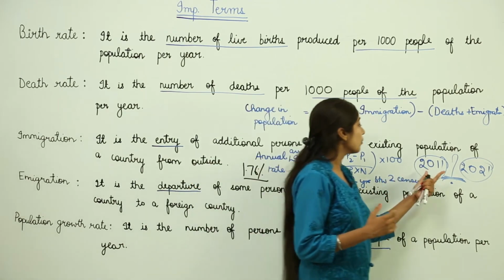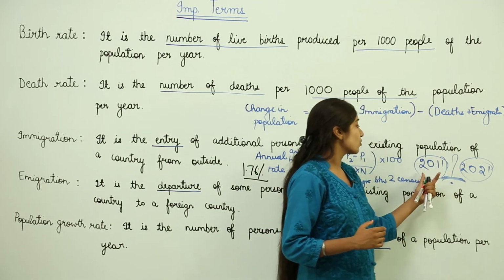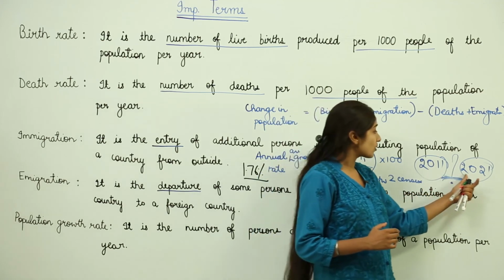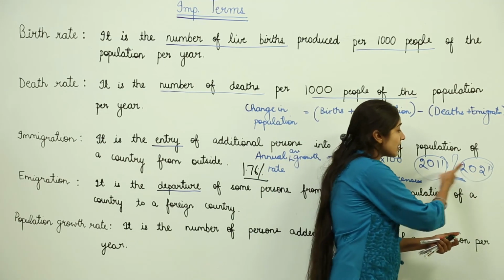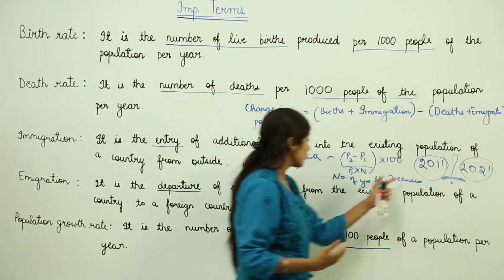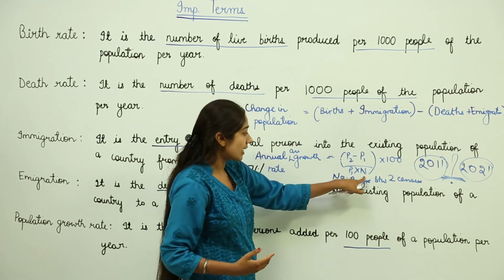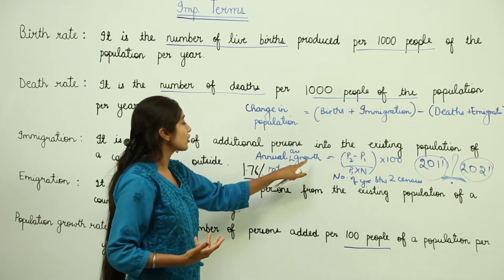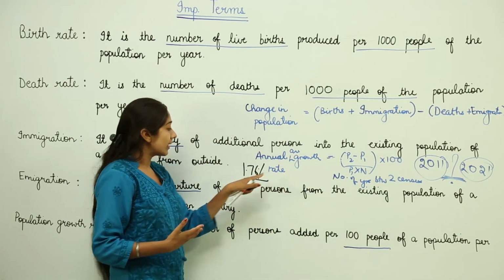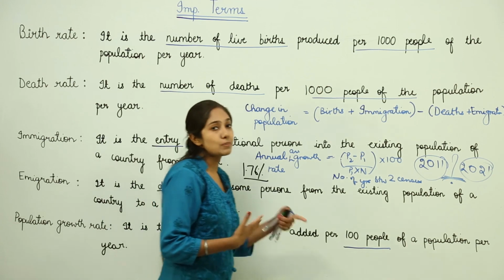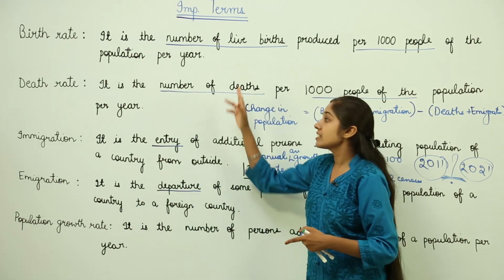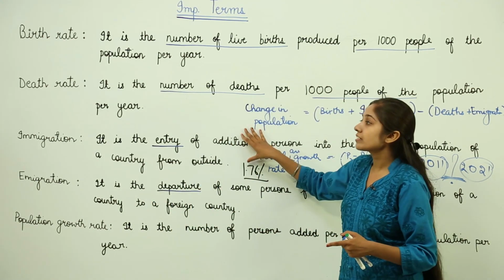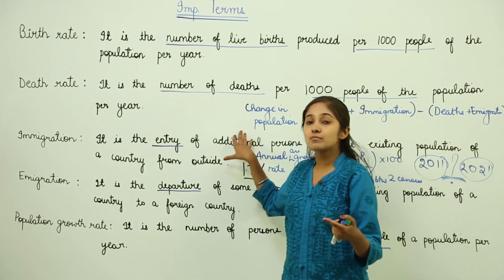For example, I told you, if the previous census took place in 2011 and then we have 2021, the difference in the number of years gives you the value of N, right? So this is how we find out the annual average growth rate, which in case of India is 1.76%. Now I hope these important terms are very clear to you, and whenever a question comes, you are able to define these terms and explain them.